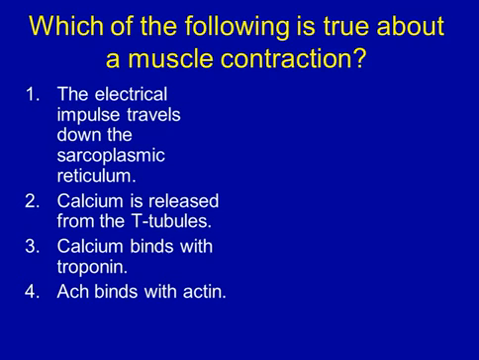Where's ACh at? Ask yourself. It's at the junction. Where's actin at? Down deep inside the muscle. So should ACh ever see actin? Never. So number four is wrong.